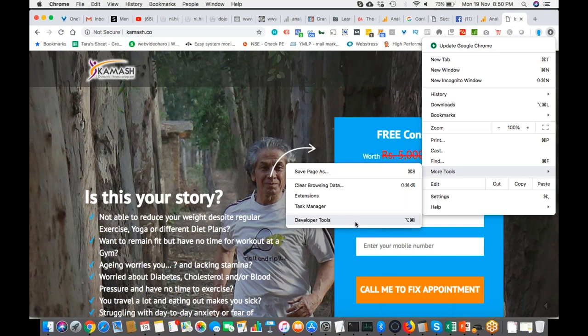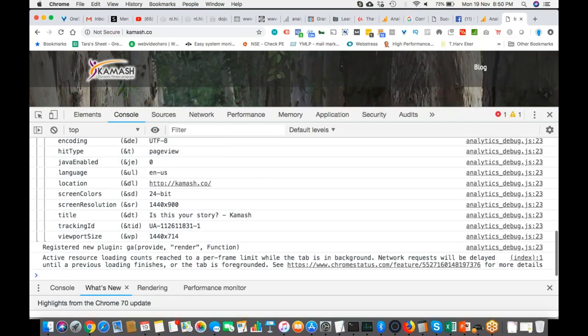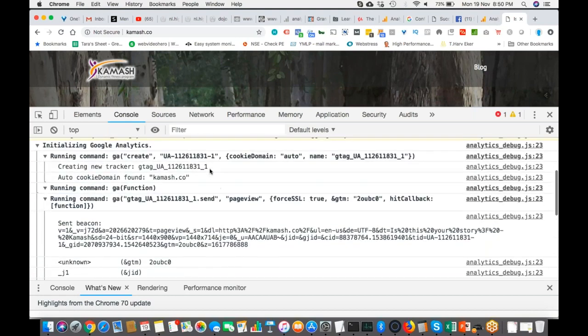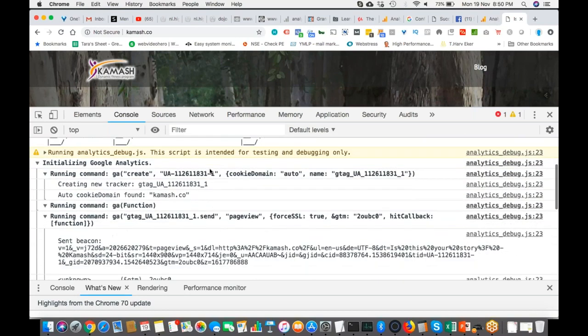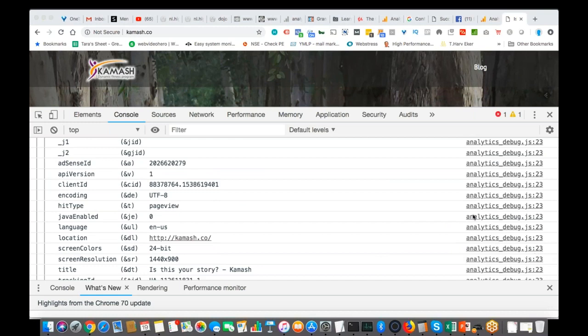Make a note of it quickly. Settings menu, More Tools, and Developer Tools. Then Developer Tools will be loaded. Go to the Console tab, and this is where you see it. Clear? Got it now? Everybody, is it interesting?